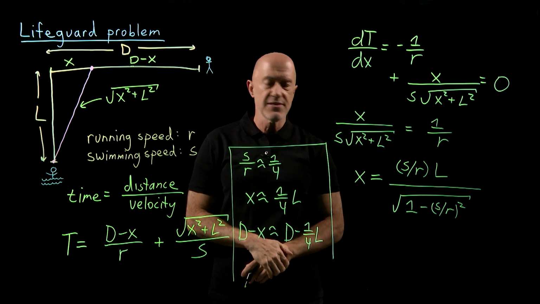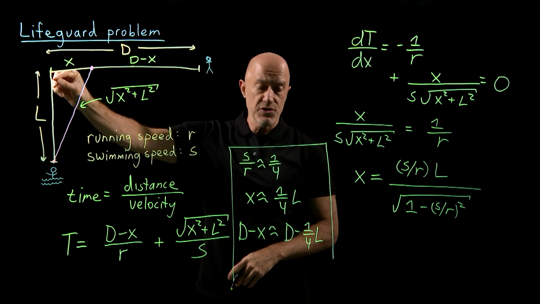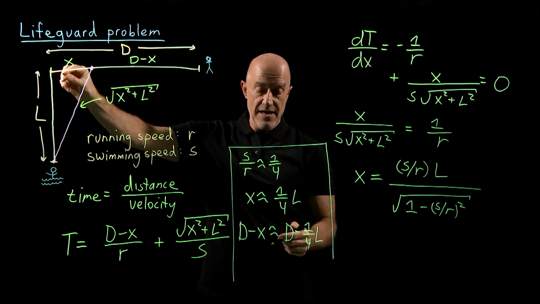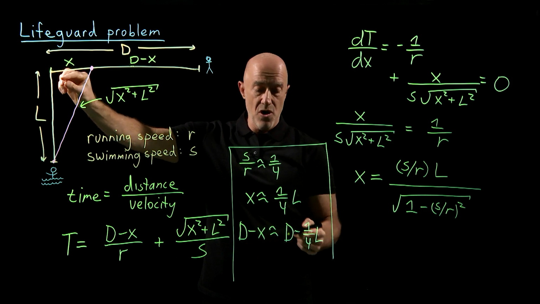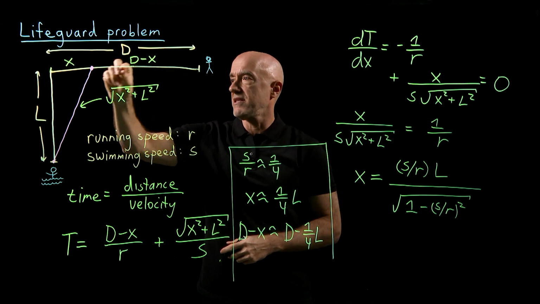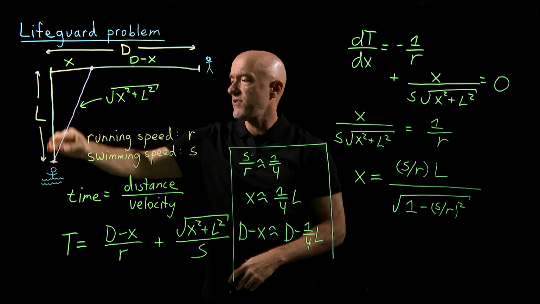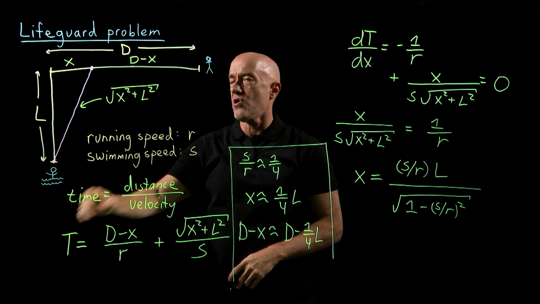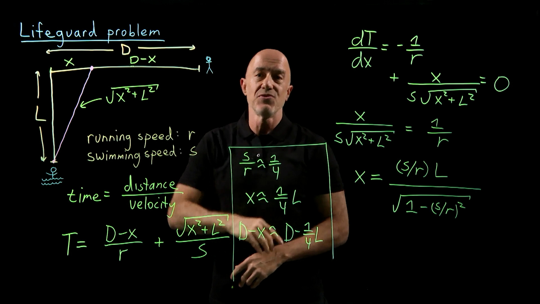Does it make sense? Right, if the swimmer was very close to the shore, then L would be small, and the lifeguard would basically run almost all the way on the shore. On the other hand, if the swimmer is very far from the shore, then the lifeguard should enter the water at a sooner point.